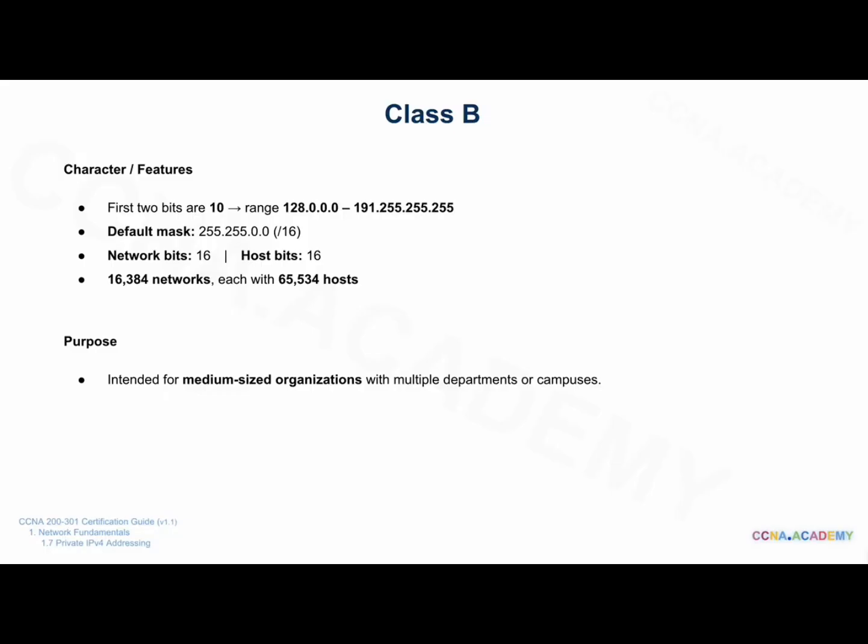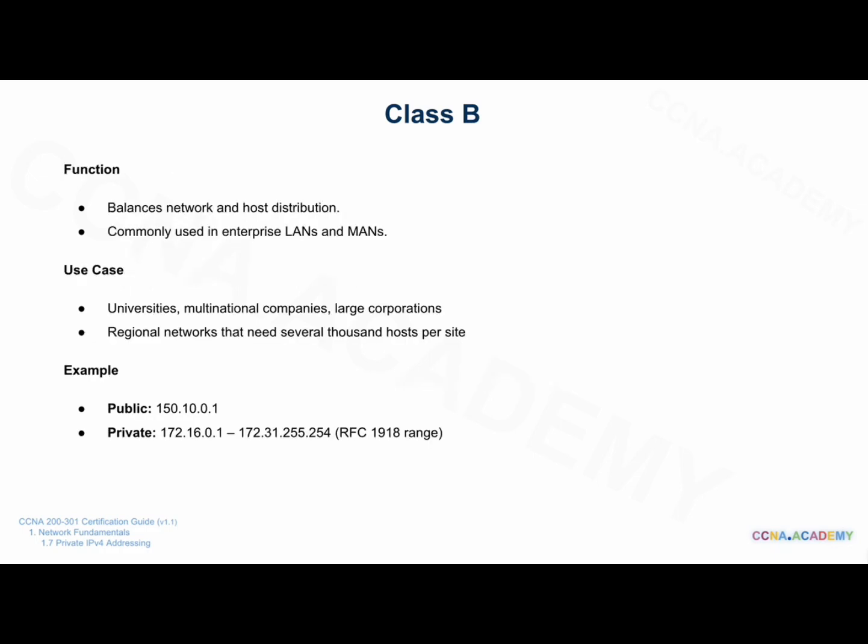Class B addresses start with the binary pattern 10, giving a first octet range from 128 to 191. Its default subnet mask is 255.255.0.0, or /16. This provides a balance: 16,000 networks, each with 65,000 hosts. Perfect for medium-sized organizations. Class B offers a good middle ground. Not too big, not too small. It's commonly used in universities, large corporations, and regional networks.